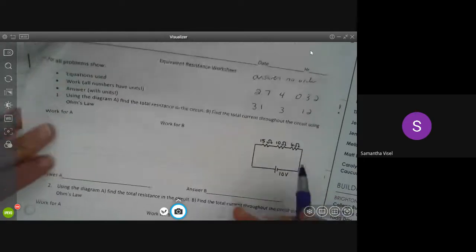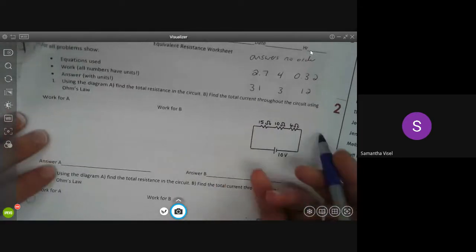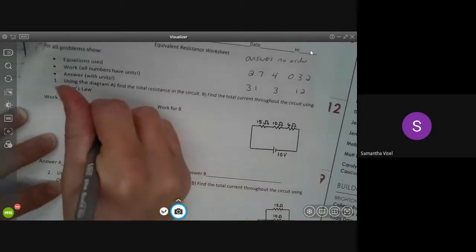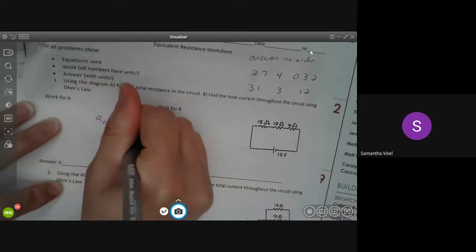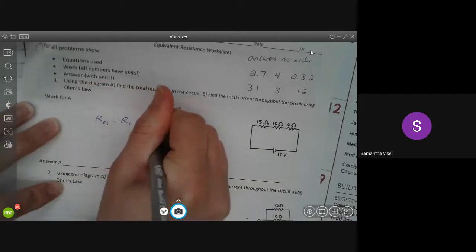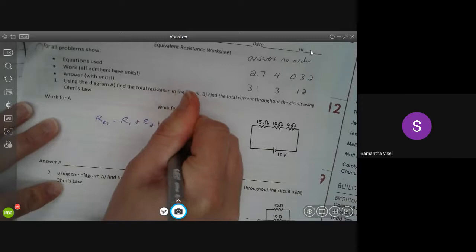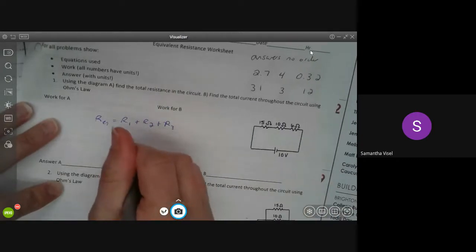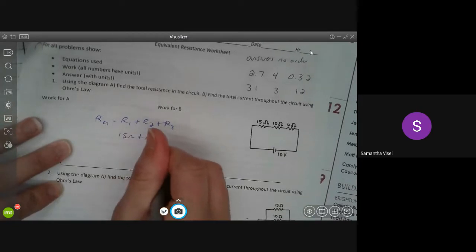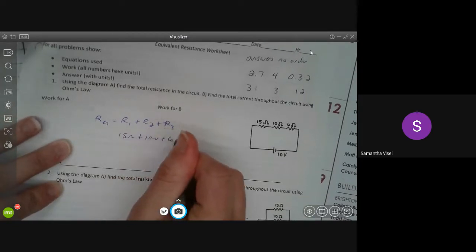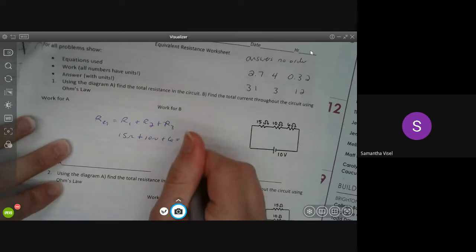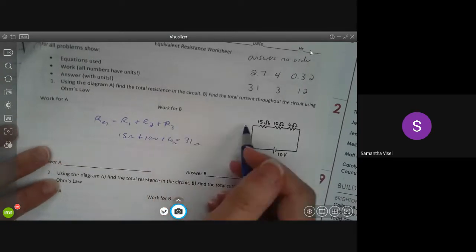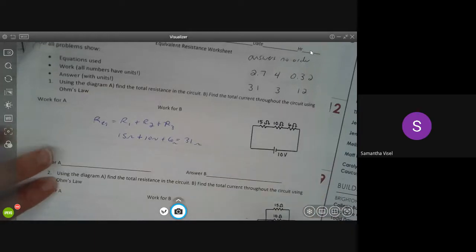A series circuit is pretty easy. So in series, all you need to do is add the resistance. So equivalent resistance is just adding all the individual resistances together. So for this particular circuit, I would do 15 plus 10 plus 6. And so that would give me then 31 ohms of resistance. So you just take all the individual resistances and add them up together.